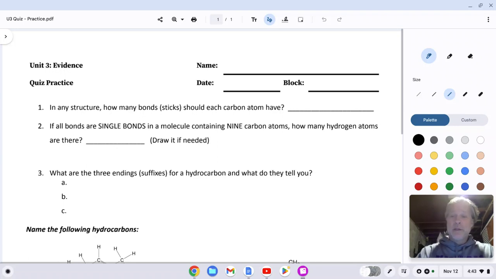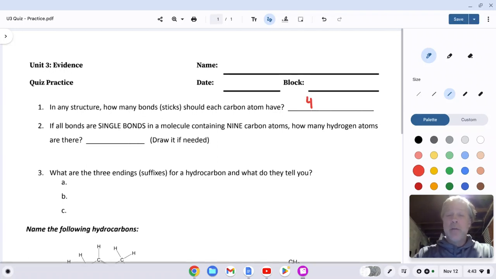Question number 1 says, in any structure, how many bonds or sticks should each carbon have? The answer to that question is 4. Every carbon needs to have 4 bonds attached to it. So that's the big thing that we should always remember.